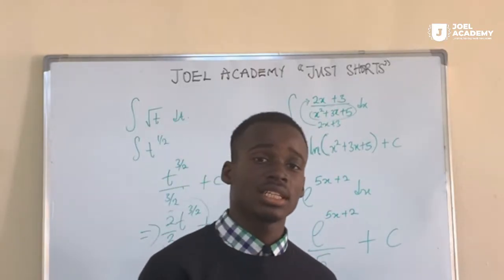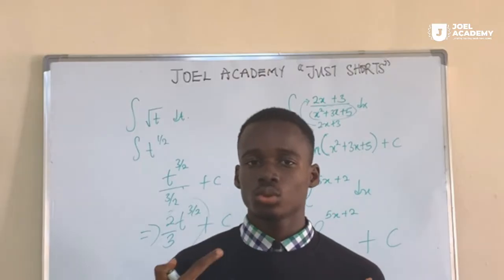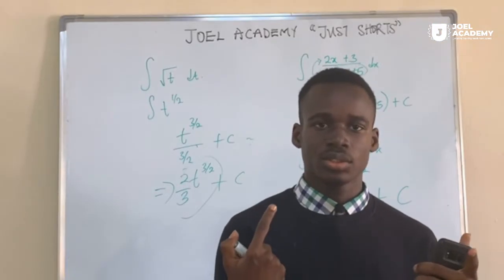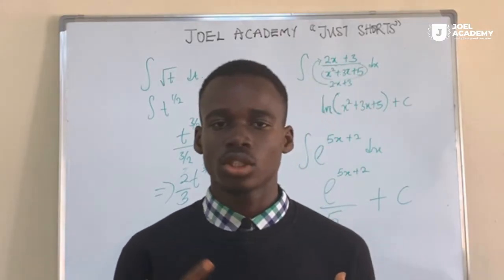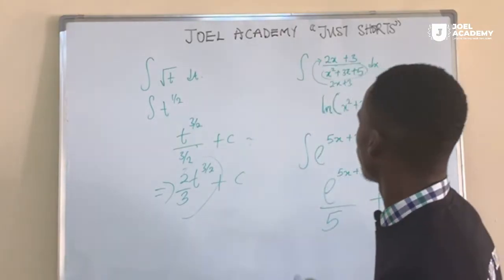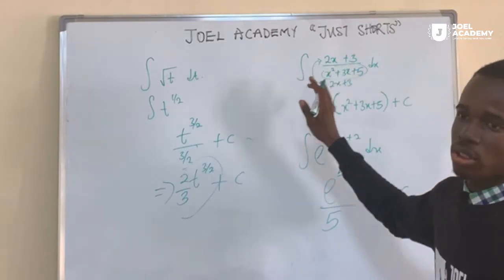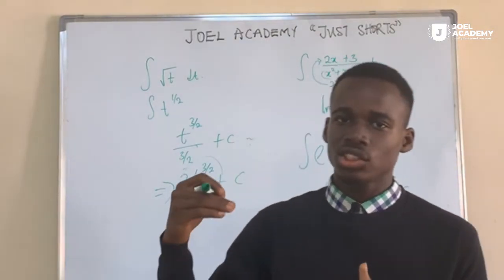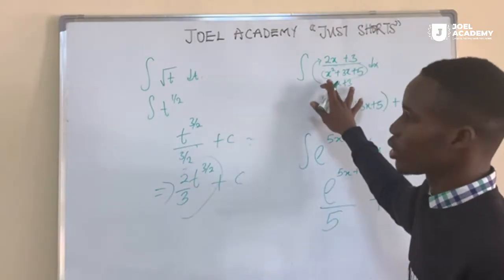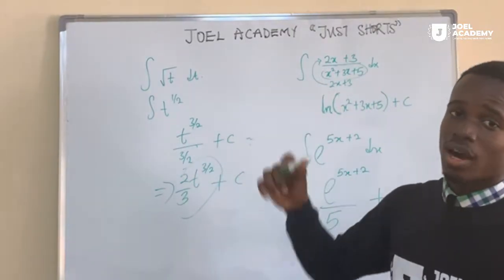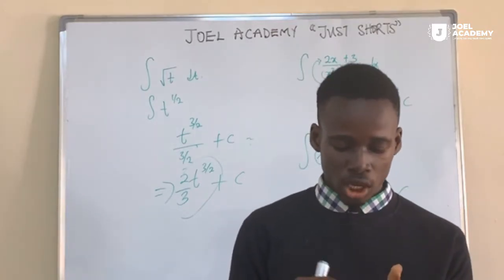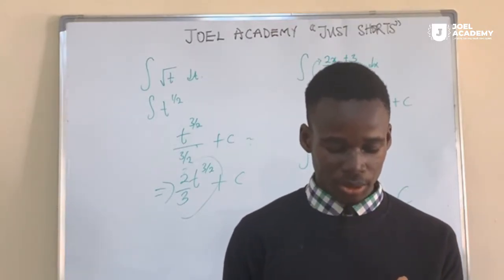If you are very conversant with differentiation, you start to differentiate the options. When you differentiate option A, it does not give you the question, it means that option is wrong. If you differentiate option B, it matches with the particular question, it means you are very, very correct. So just watch out for that. Okay, so let's solve another question.